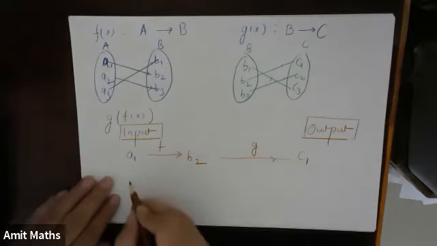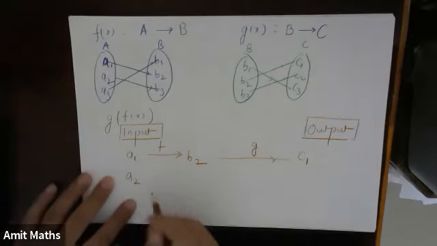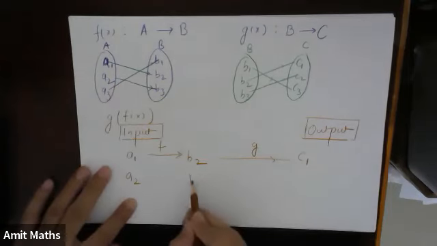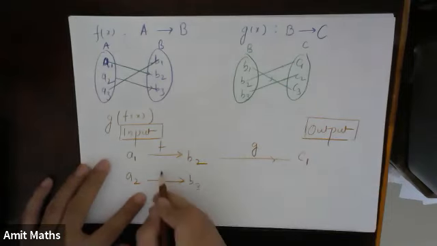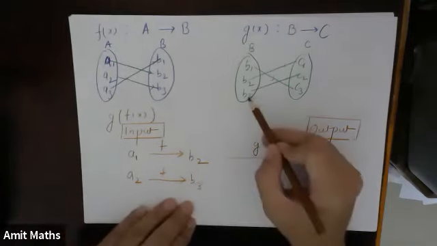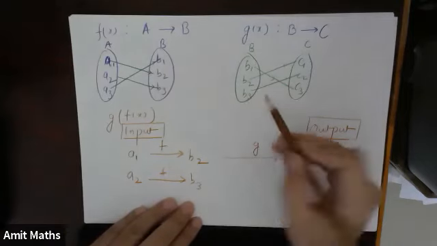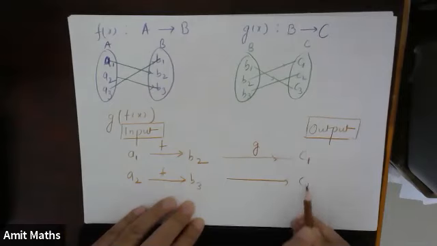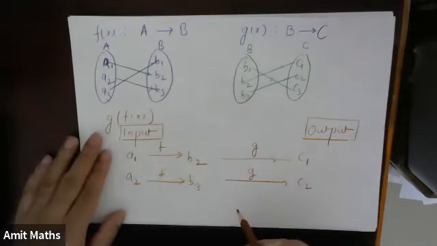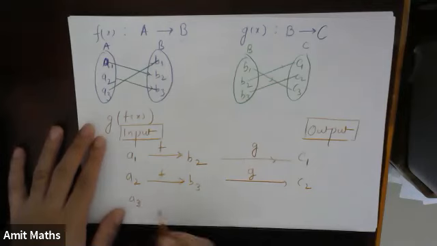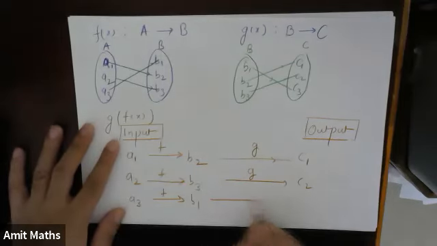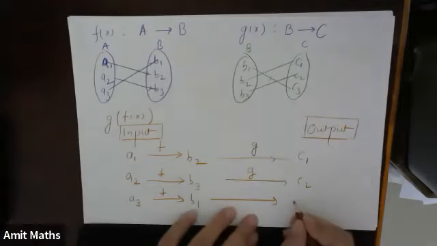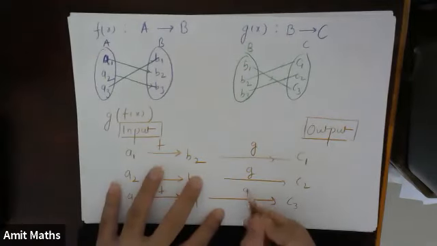Understood? Suppose I give input as A2. I will get B3. This output is because of f. Now B3 will give me C2 as the final output. This will be due to g. If I give A3 as input, I will get B1. This will be due to f. And B1 will give me the final output C3. This will be due to g.